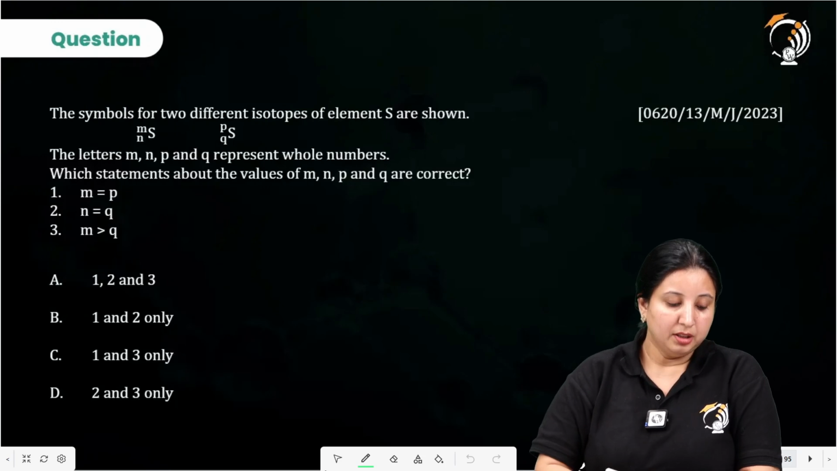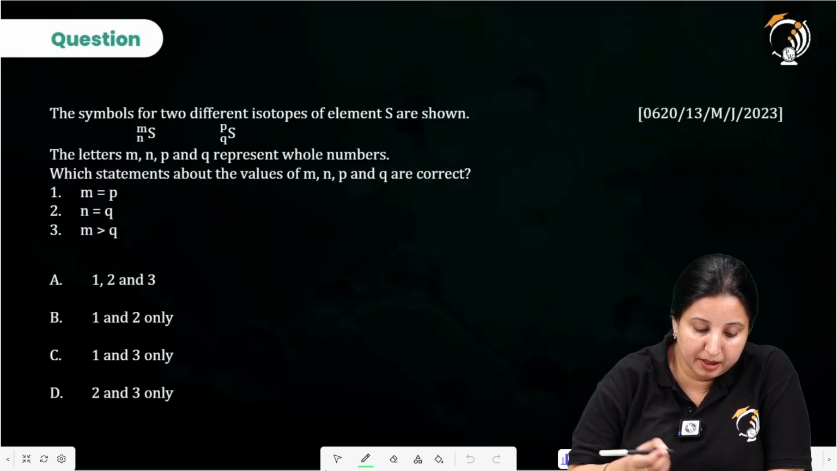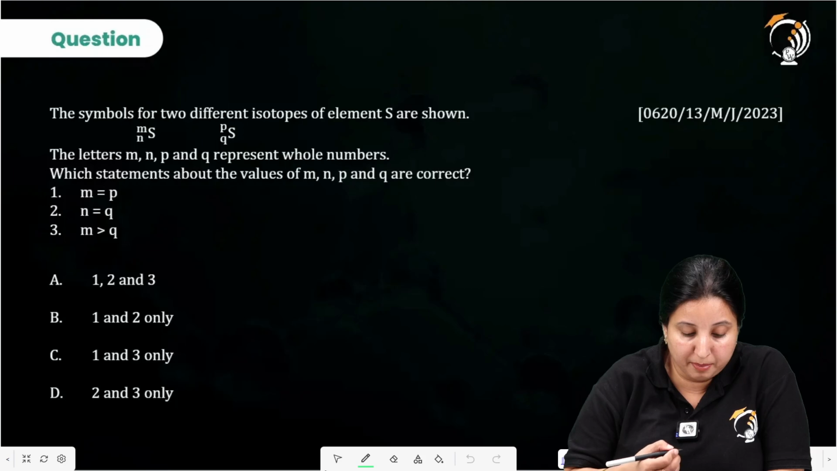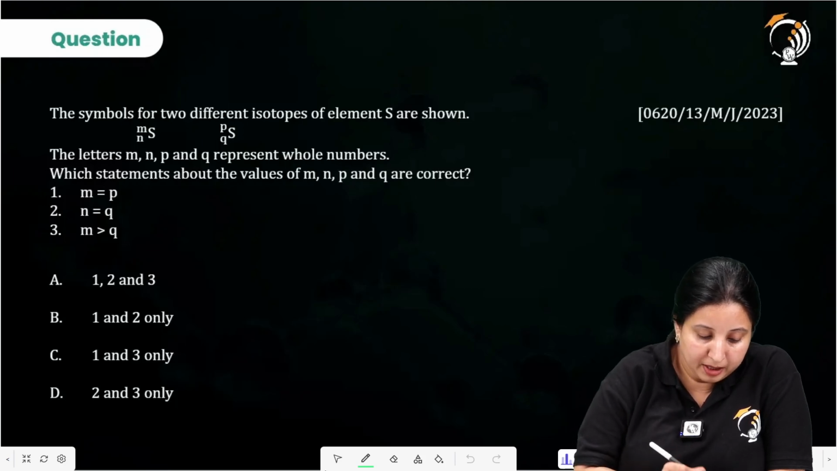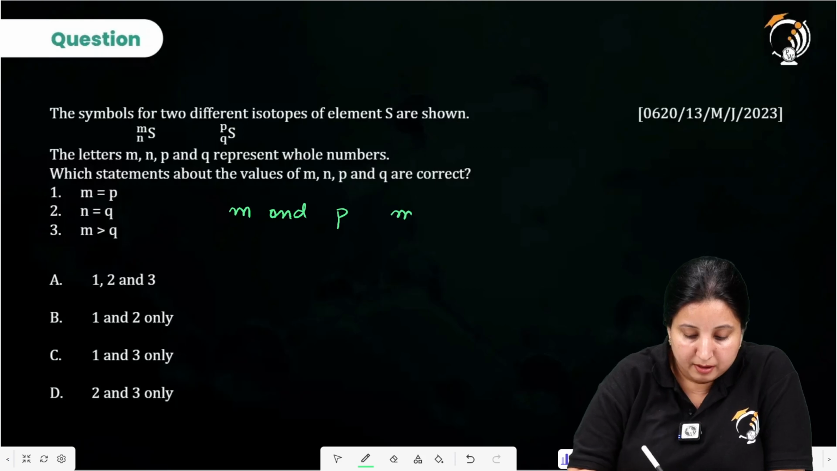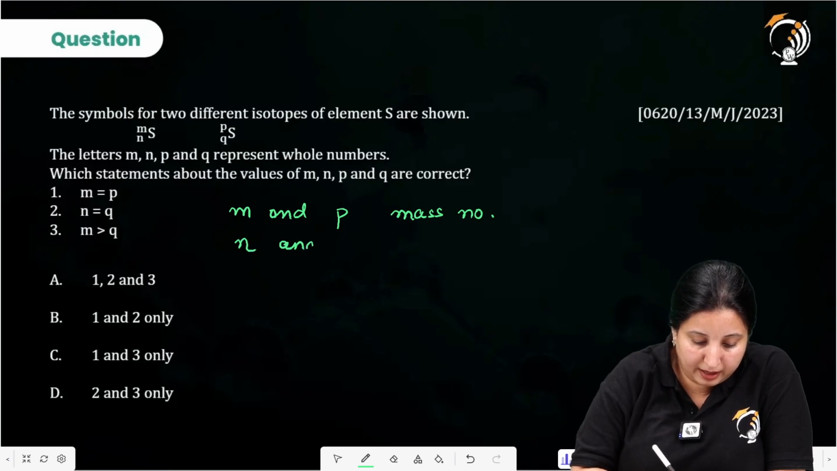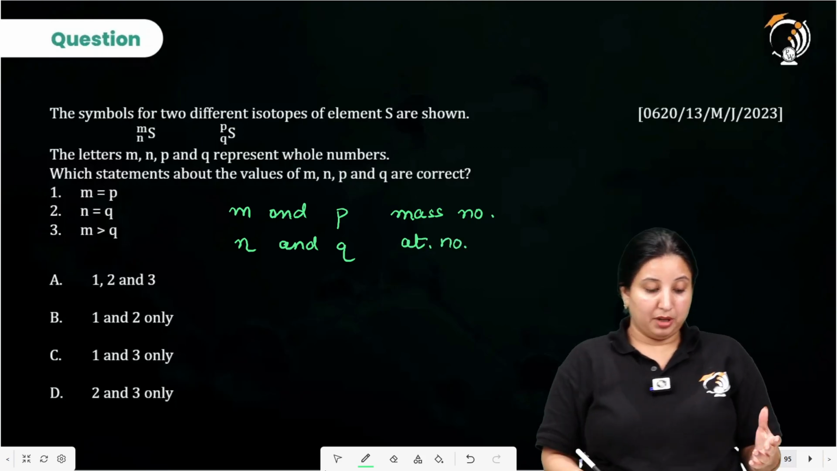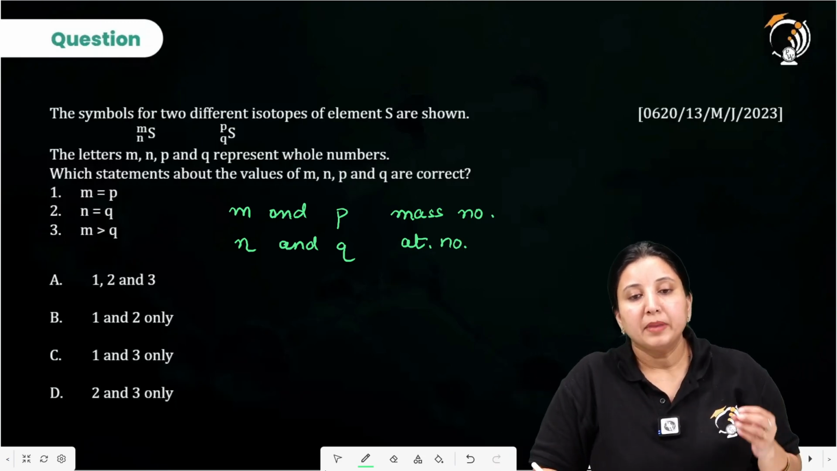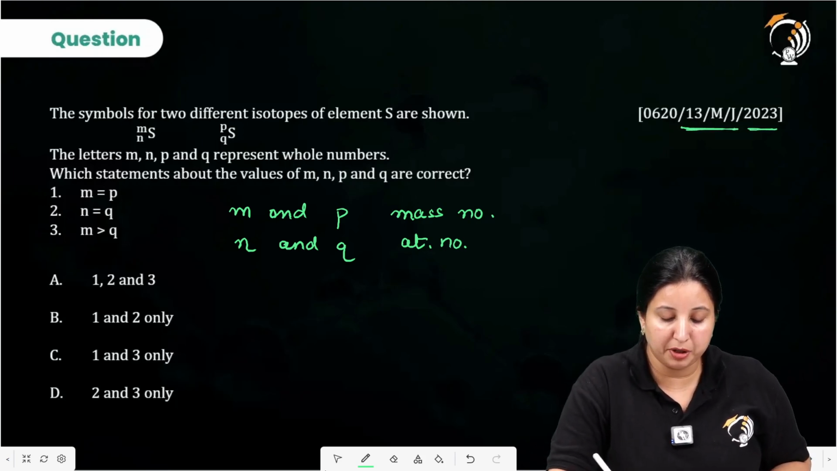Coming to the next question. The symbols for 2 different isotopes of element S are shown. Okay. The letters M, N, P, Q represent whole numbers. Which statements about the values of M, N, P, Q are correct? Now look, basically if I talk about M and P, they are the mass numbers, and N and Q, they are the atomic numbers. So again, if you look, a lot of questions we are getting from the mass numbers and your atomic numbers, and it is from the variant 13 May June year 2023.